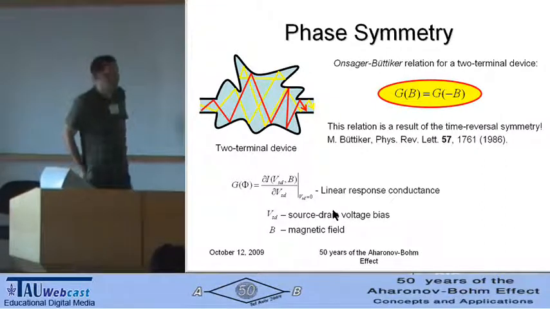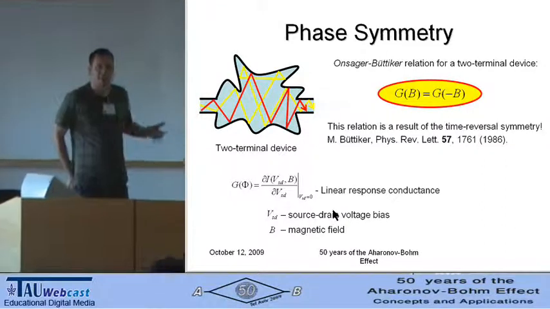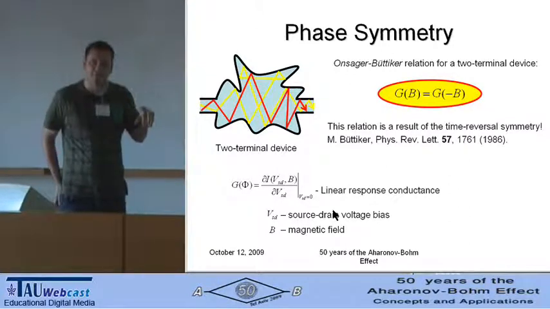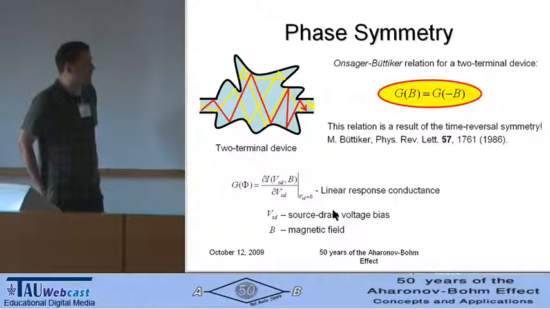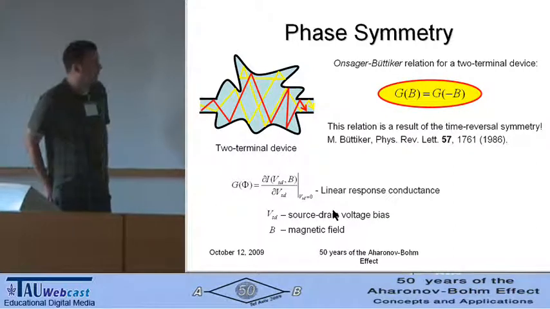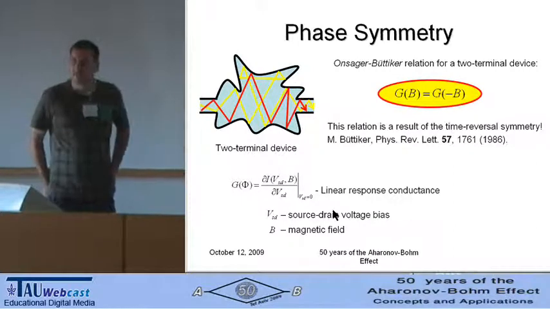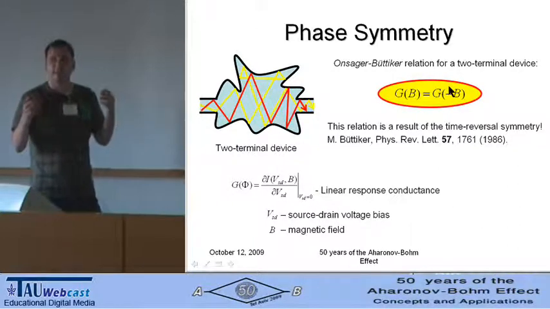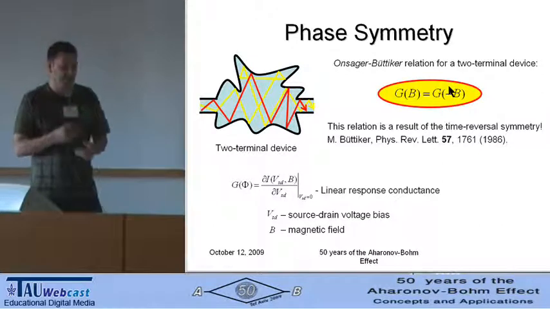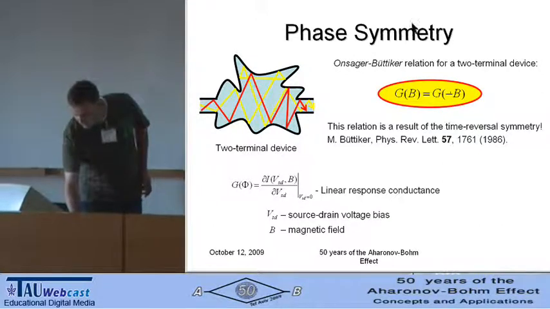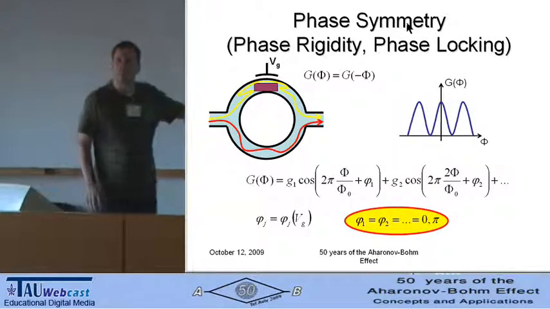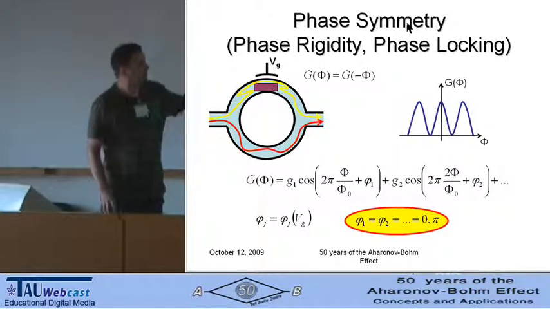As you probably know, the symmetry of transport coefficients of a mesoscopic device with respect to change of the sign of the magnetic field is governed by Onsager-Büttiker relations, which in the case of a two-terminal device take a particularly simple form, shown here: the linear response conductance of such a device is an even function of magnetic flux.